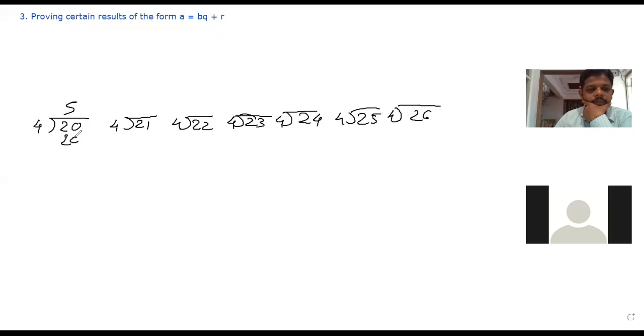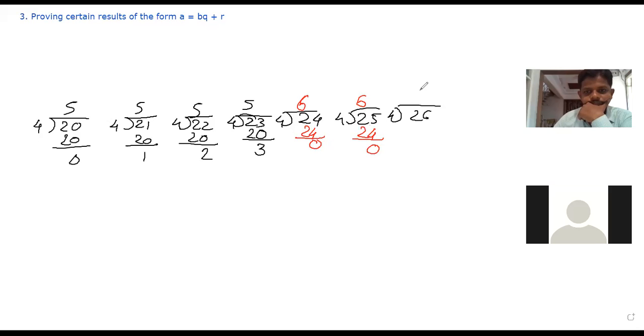4 5s are 20, remainder is 0. Next, 21 by 4: remainder is 1. 22: remainder 2. 23: remainder 3. Next, 4 6s are 24, remainder 0. Then 25: remainder is 1. 26: remainder 2.